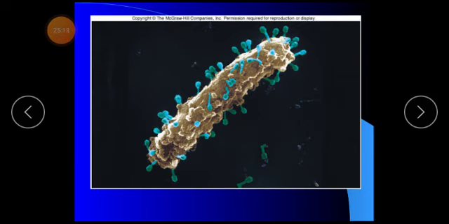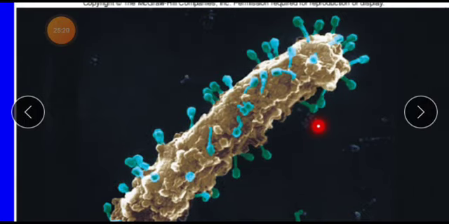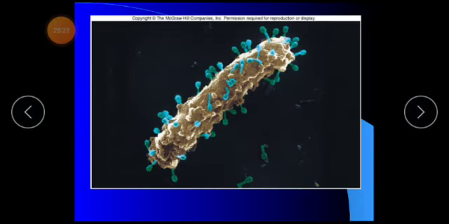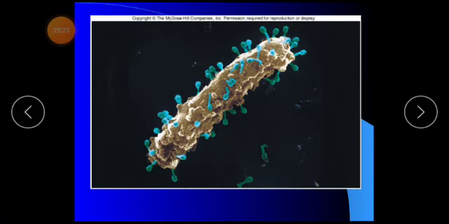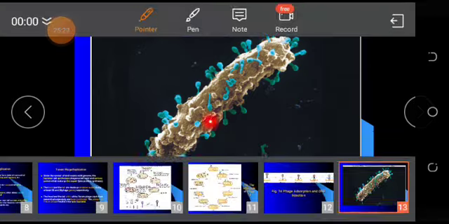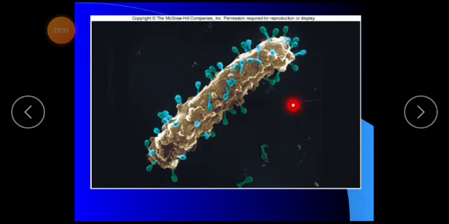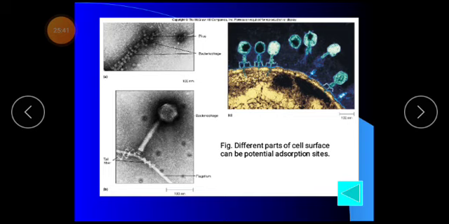This is likely to be a cell, showing how it takes place. These are the T phages attaching on the host cells. This process occurs in this diagram. If those cells are infected, they are attached in this way. These are the T phages. There are different parts of the cell surface that can be potential adsorption sites. So this is how it is attached on the host cell.